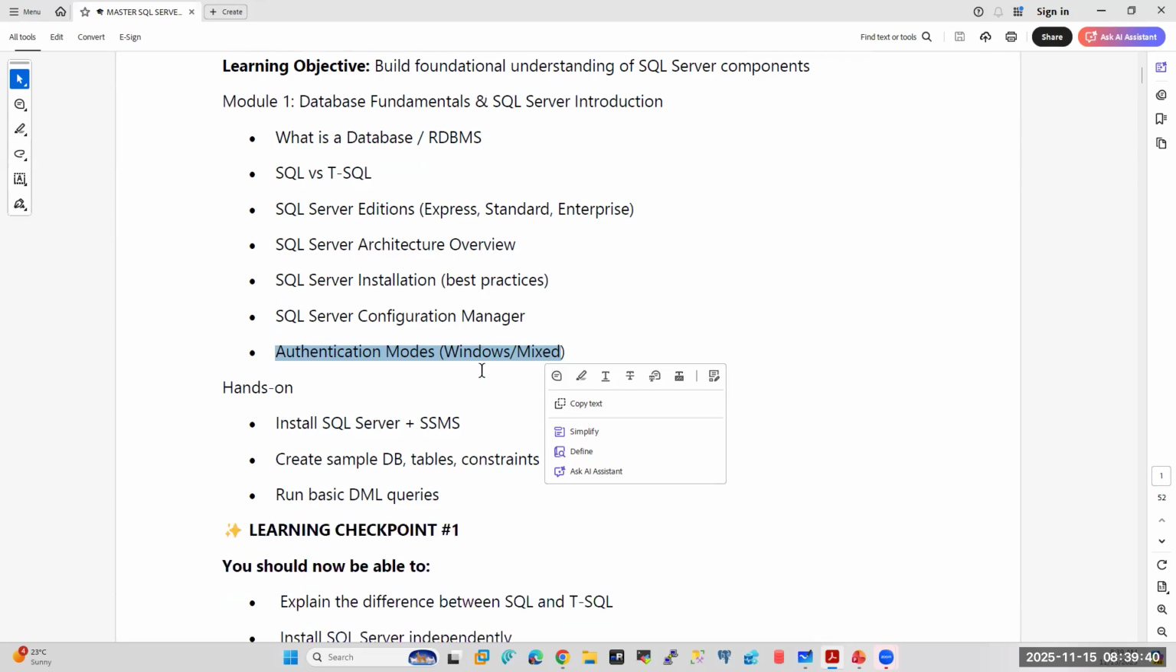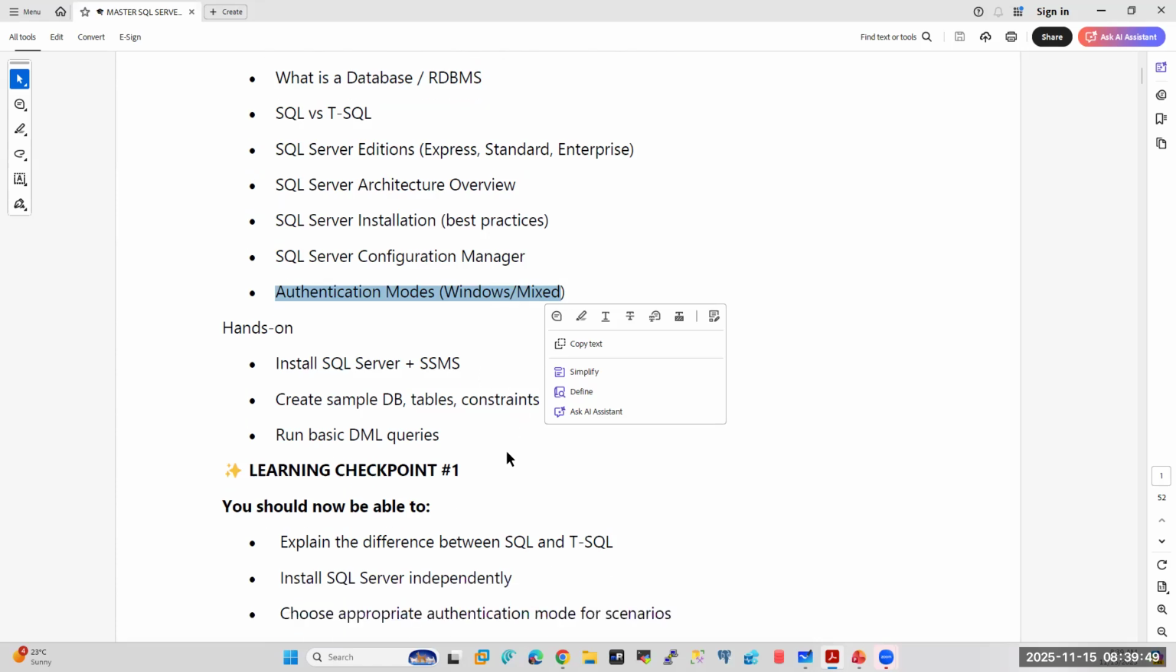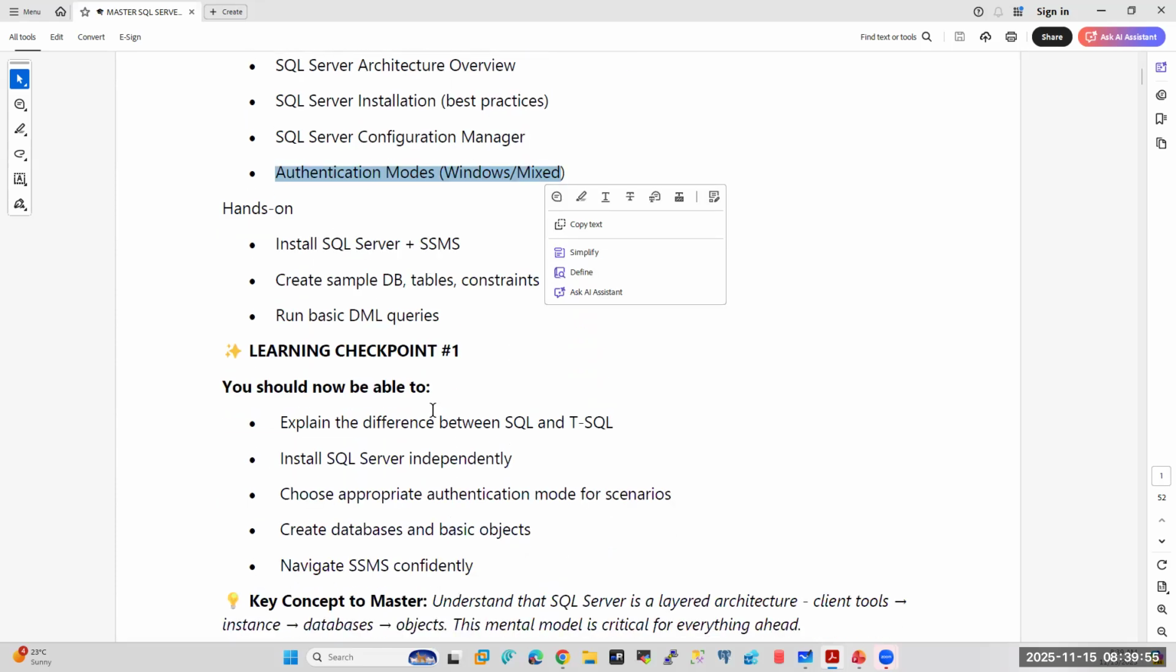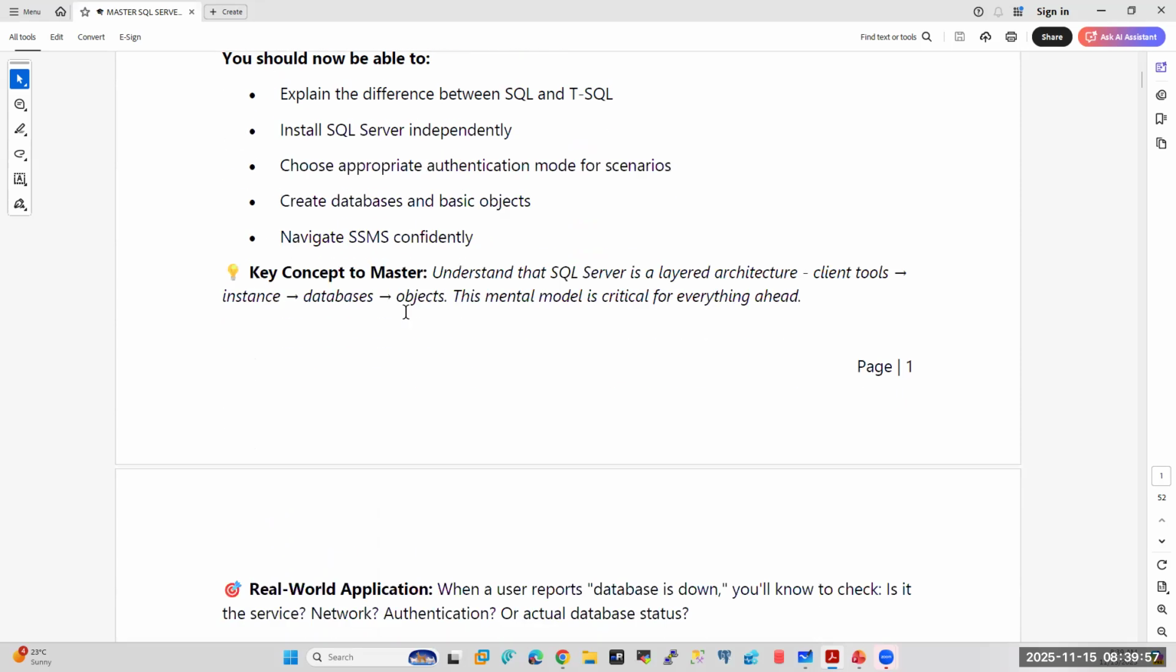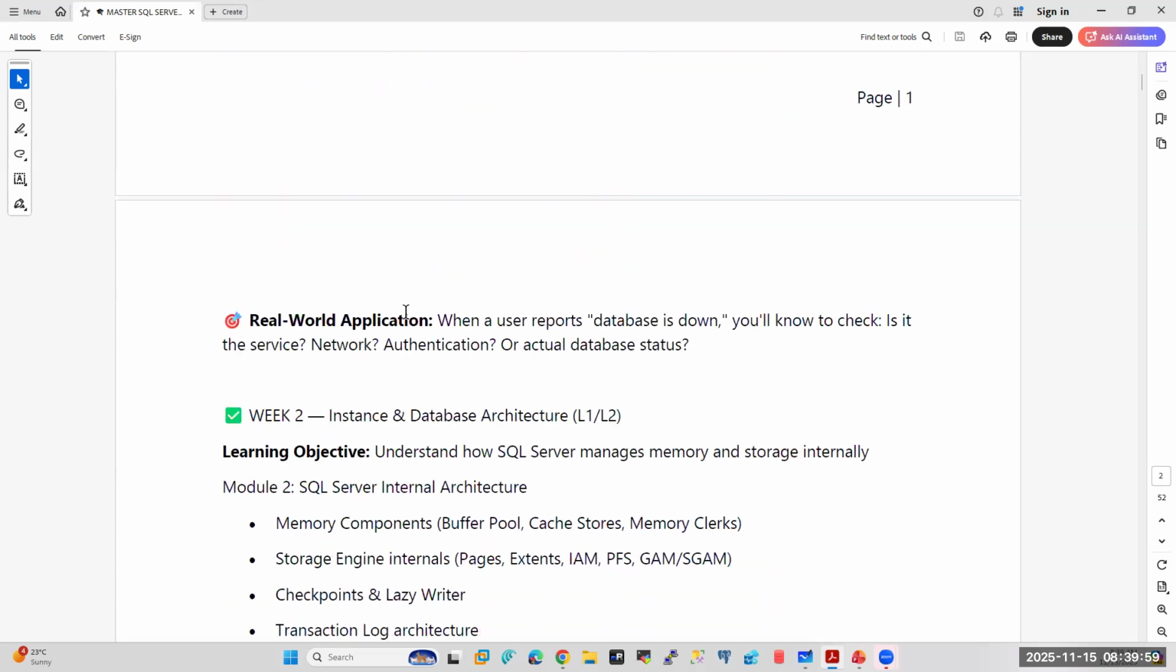And we'll walk through installing SQL Server, installing SSMS, how you can access it, how to create a database, how to create a table, and how to perform some sample DML operations. We'll talk about that. Once we are good at the basic part, then definitely we must know about the architecture.